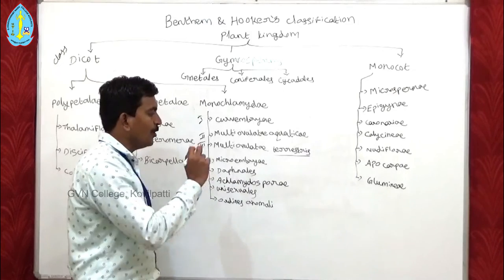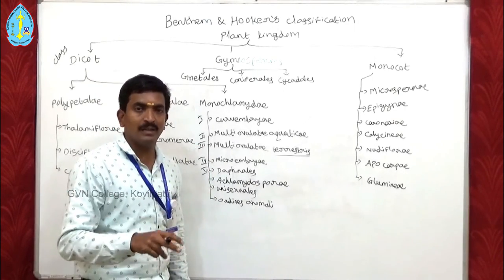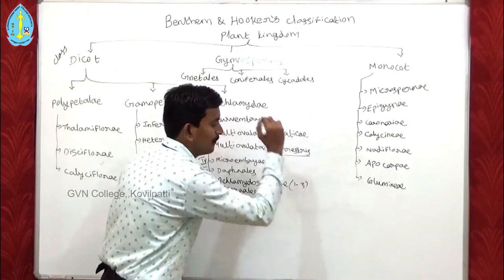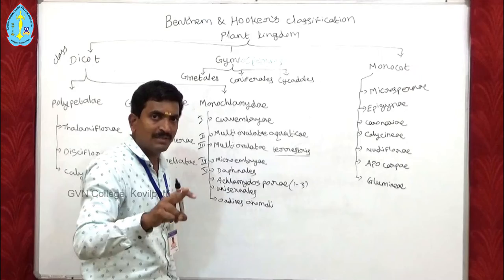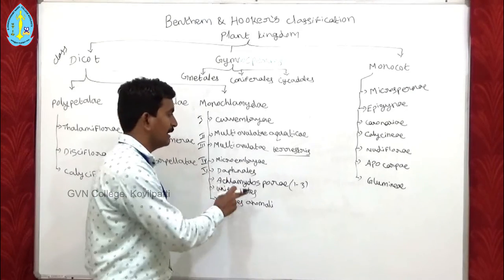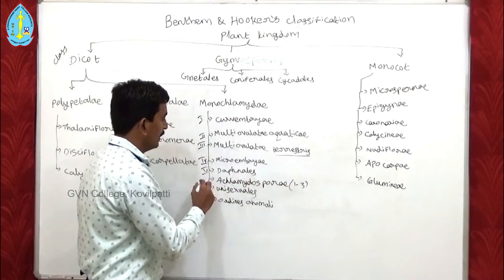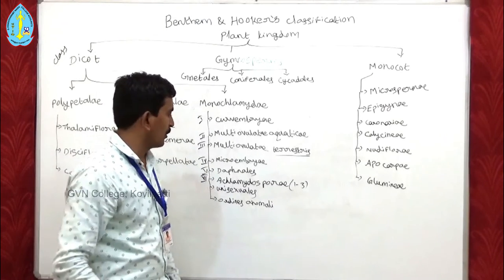And the sixth is Ecamidosperm. In Ecamidosperm, one carpel is present, but in that one carpel the ovules are 1, 2, 3. Here, in Daphnales, only one carpel is present with one ovule. But here one carpel is present, and in that one carpel the ovules are 1, 2, 3. That comes under the series Ecamidosperm.